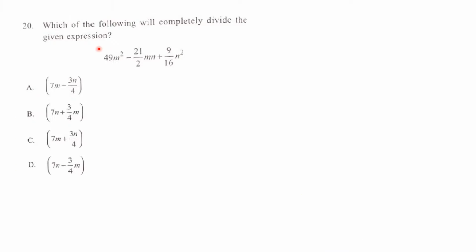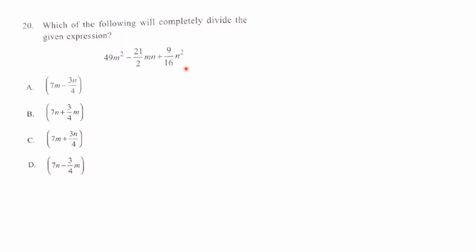Which of the following will completely divide the given expression? So you have already studied the identities, right? A plus b whole square, a minus b whole square. So I'm going to use that only here to find the factor. Okay, then only we can come to know which of the following will completely divide it.